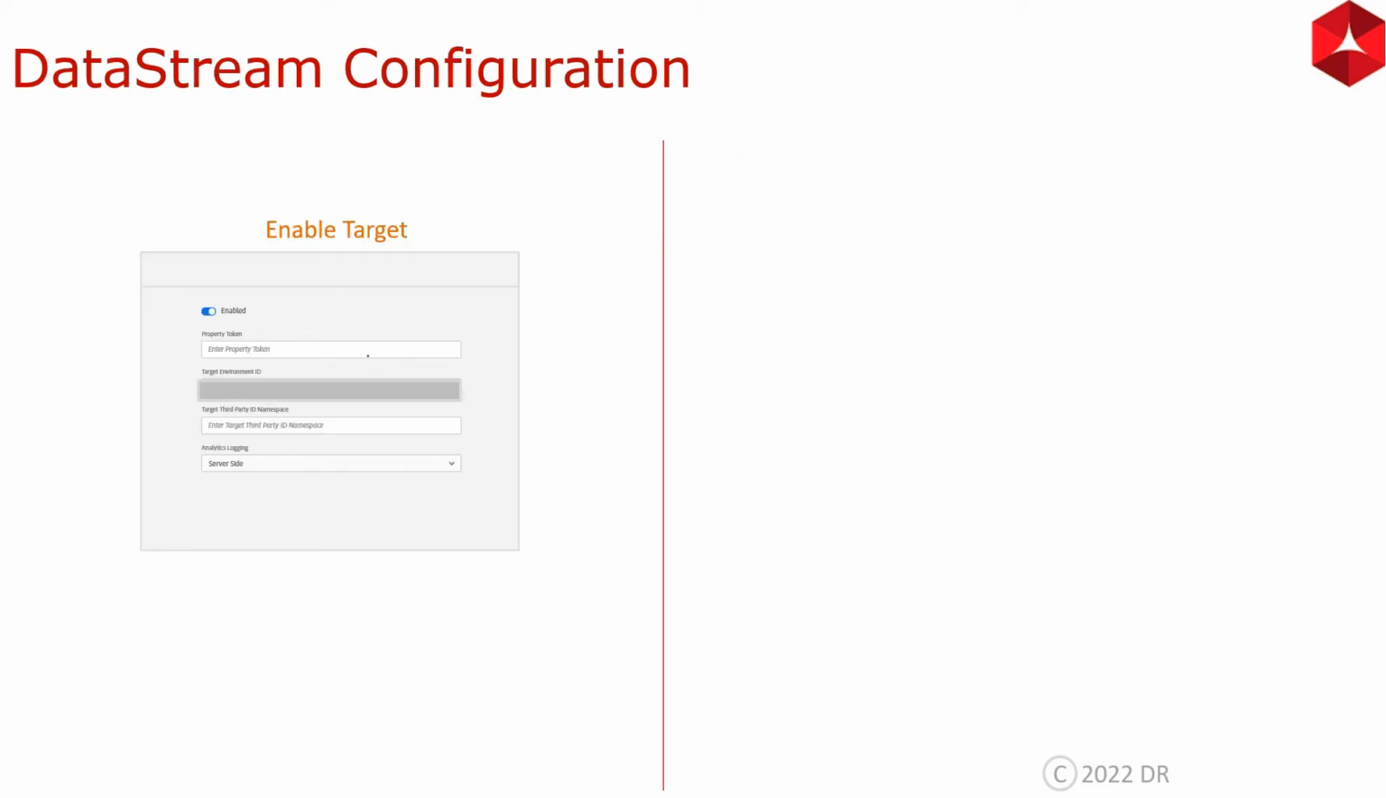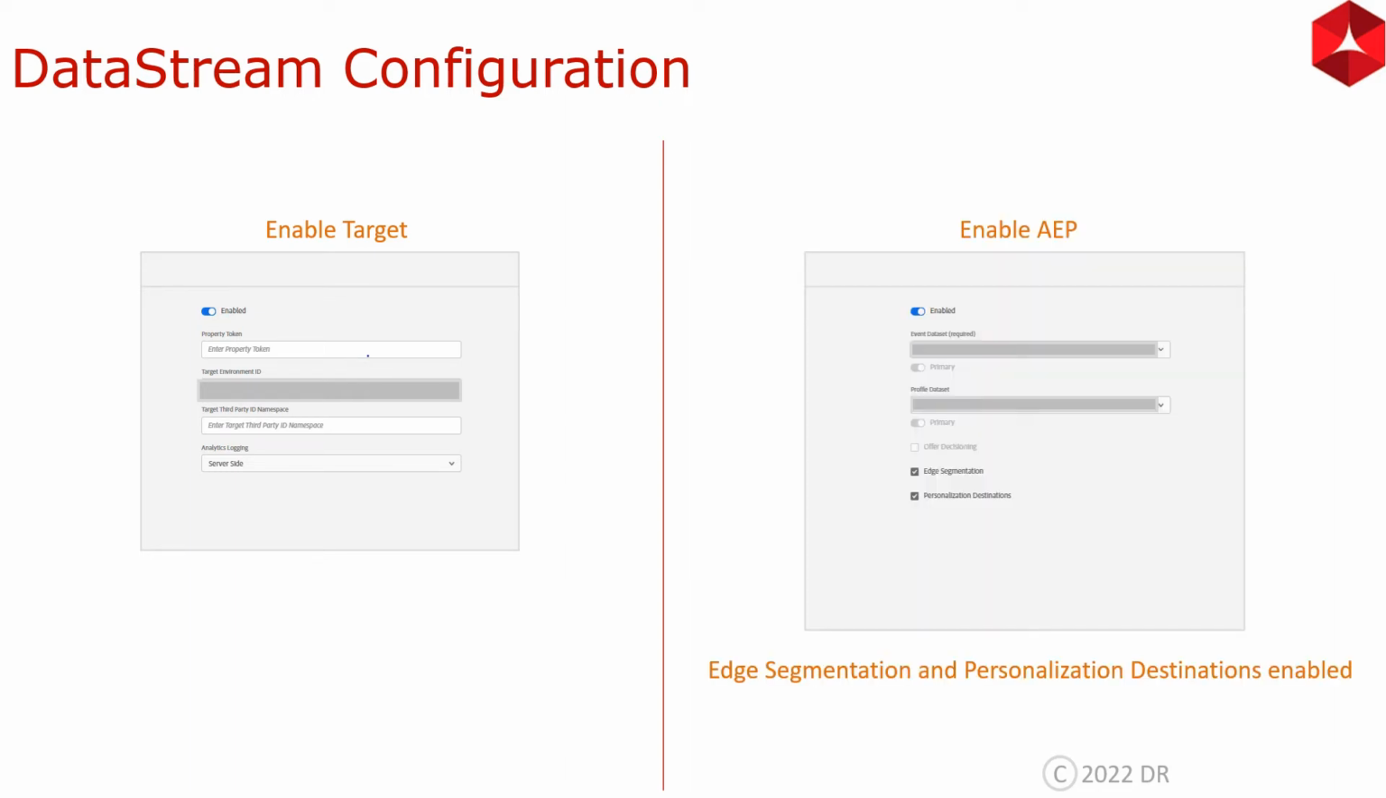So this is the data stream configuration, right? The first one is that you enable Target in the data stream you are using, right? You can see in the screenshot here. And then the next one is you enable Adobe Experience Platform in the data stream, and you also enable edge segmentation and personalization destinations, as you can see on the screen, right? So these are the two services that are mandatory for enablement in the data stream, Target and Adobe Experience Platform.